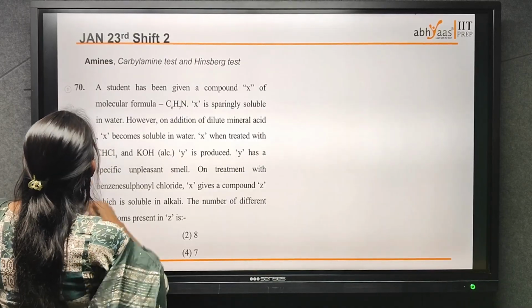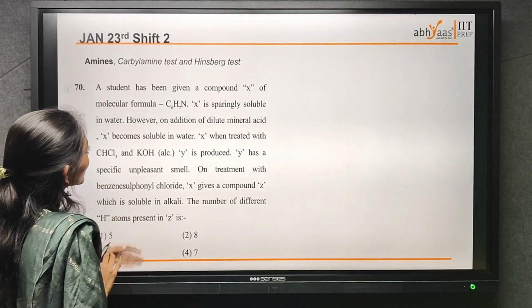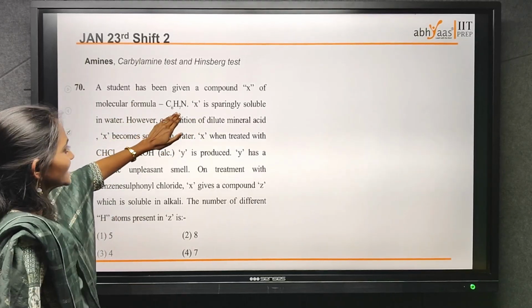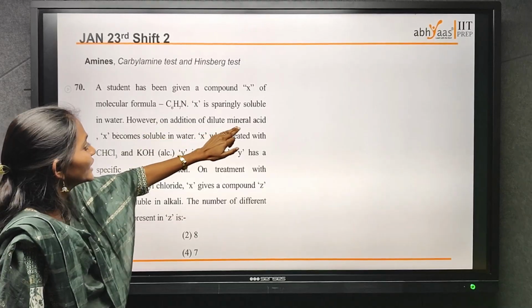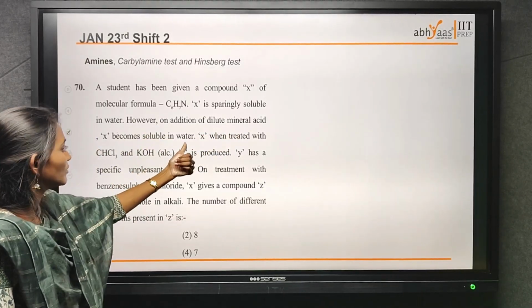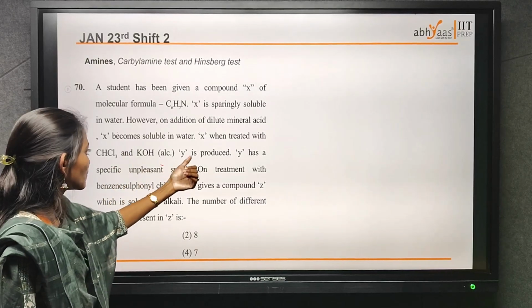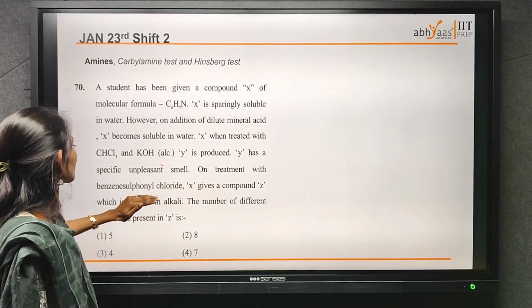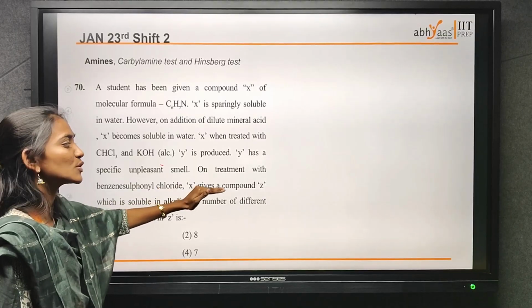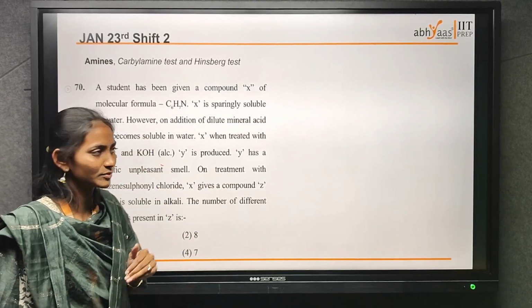The next question was asked from amines, which is the carbylamine test. A student has been given a compound X, molecular formula C6H7N, sparingly soluble in water, and on addition of dilute mineral acid X becomes soluble in water. When it is treated with CHCl3 and KOH, Y is produced, and Y has a specific unpleasant smell. On treatment with benzene sulfonyl chloride, X gives compound Z. They are asking how many hydrogen atoms are present.